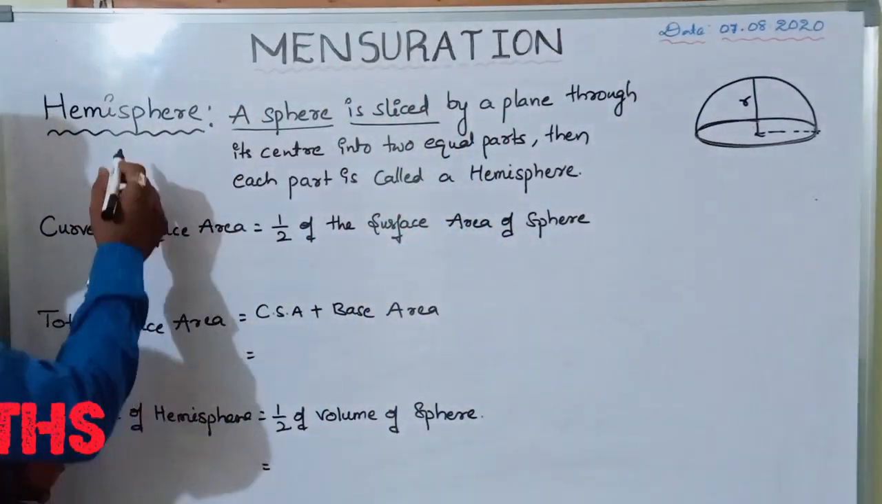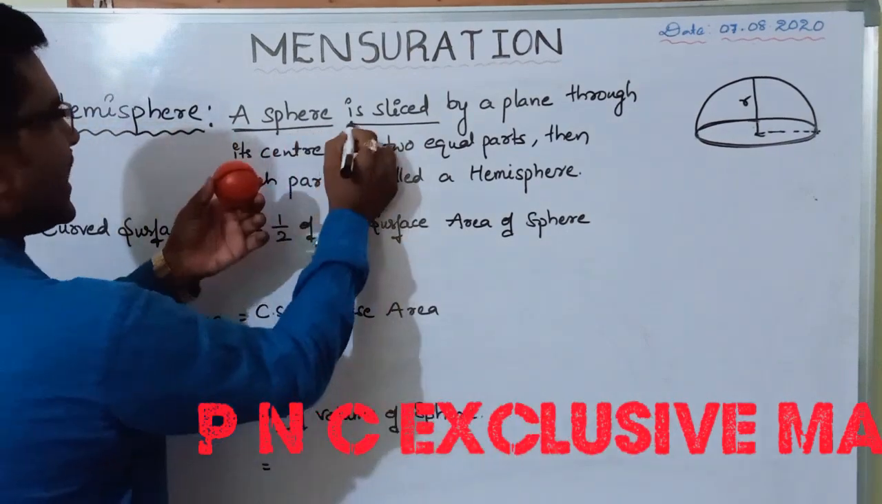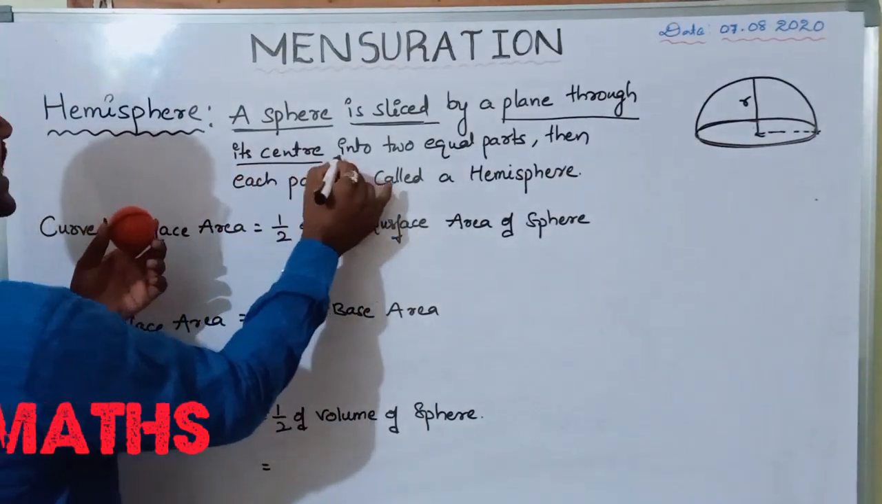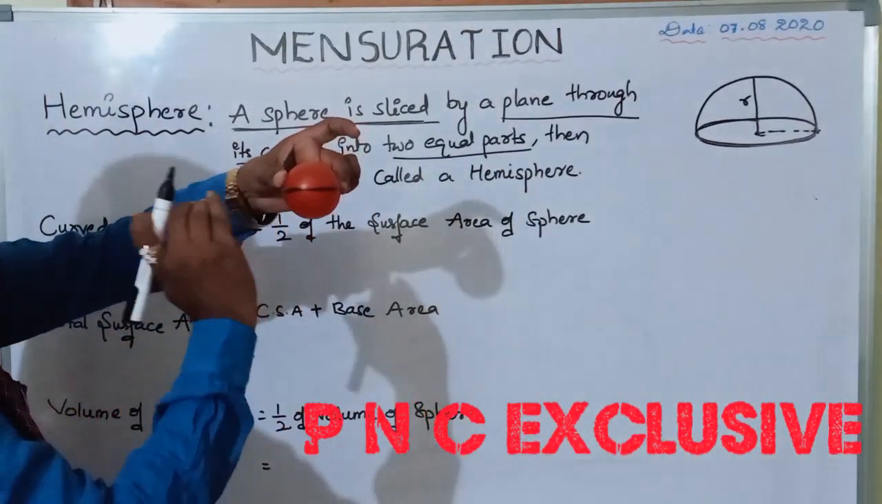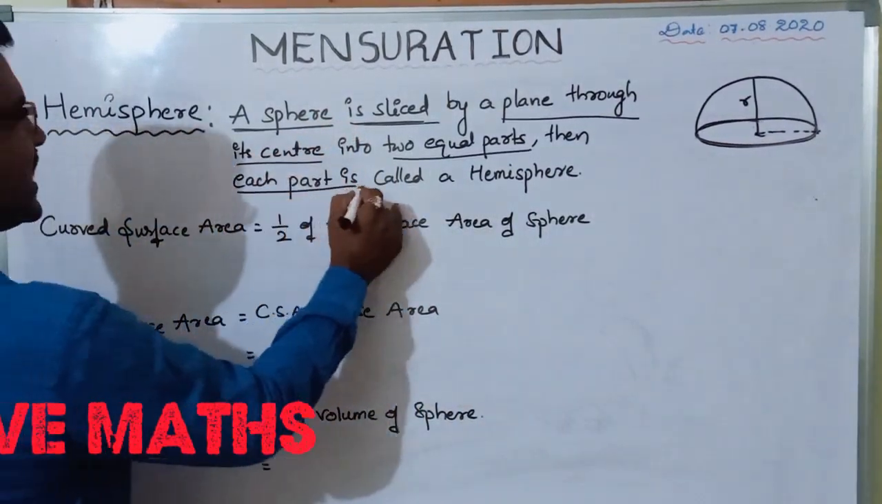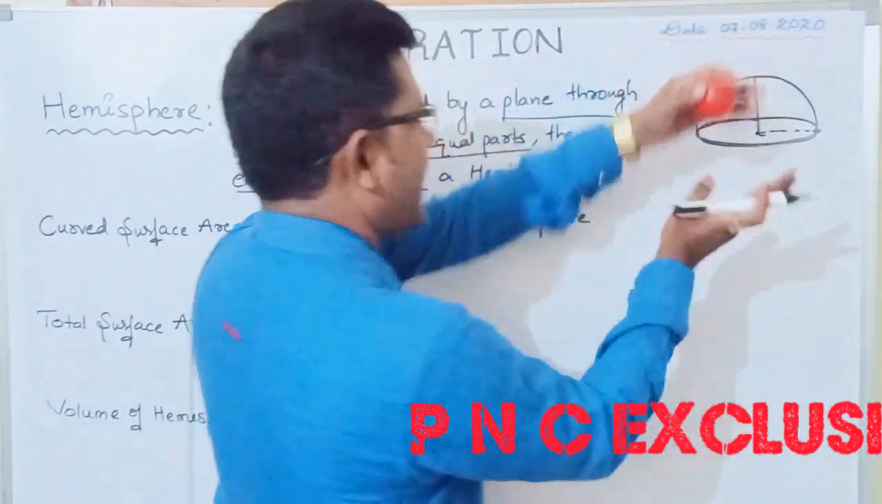Now friends, let us know about the next 3-dimensional figure, that is the hemisphere. Let us first understand the definition. A sphere sliced by a plane through its center into 2 equal parts, then each part is called a hemisphere.